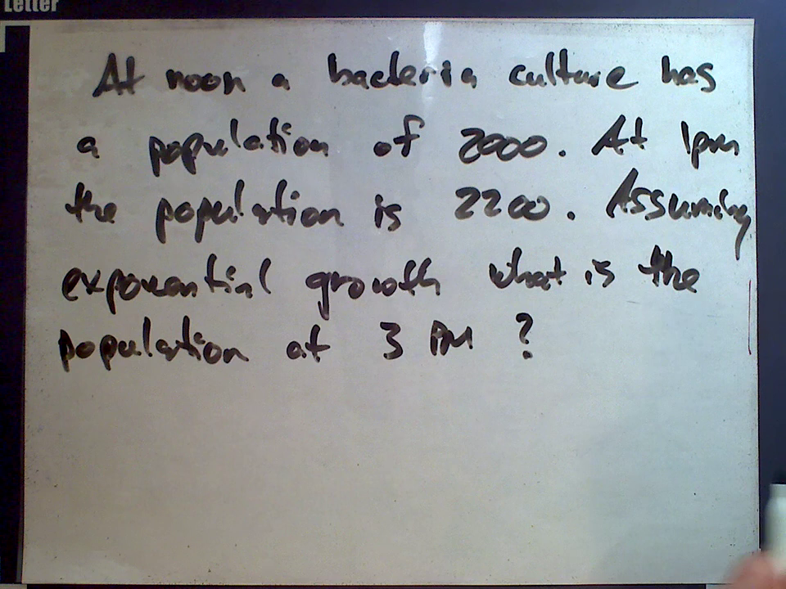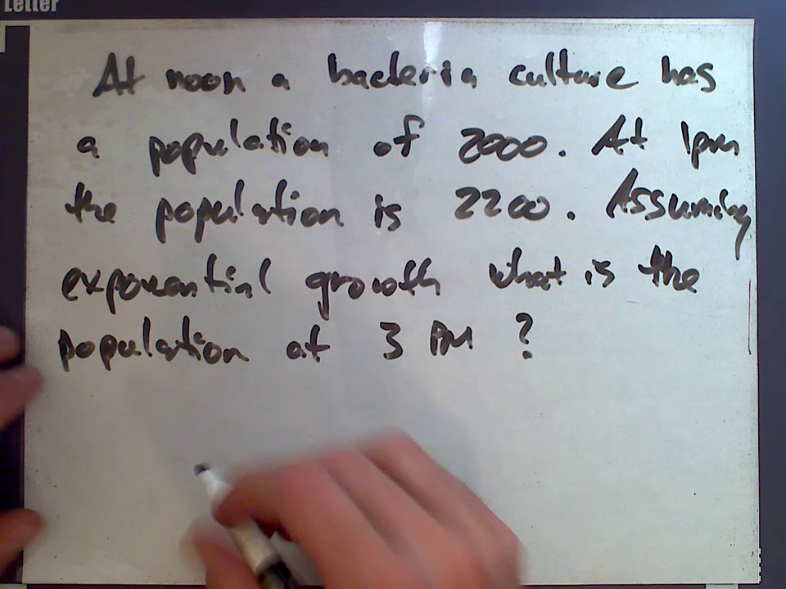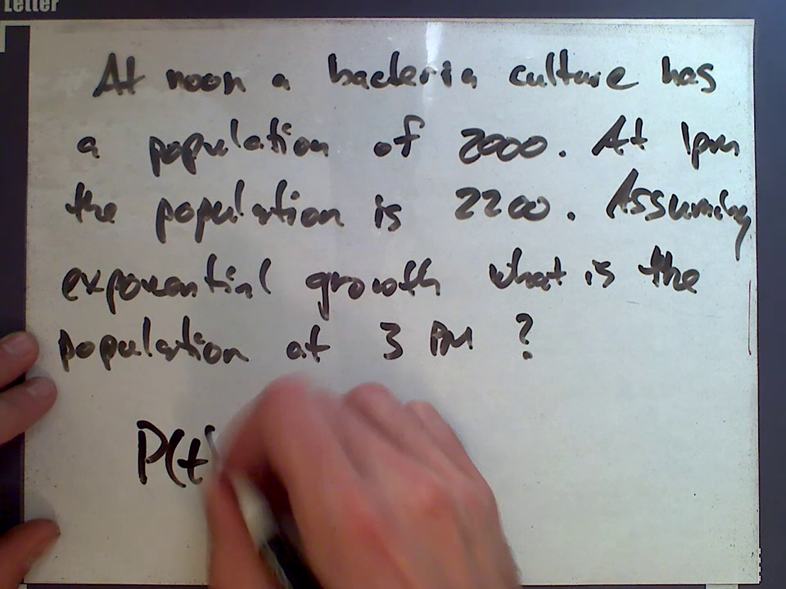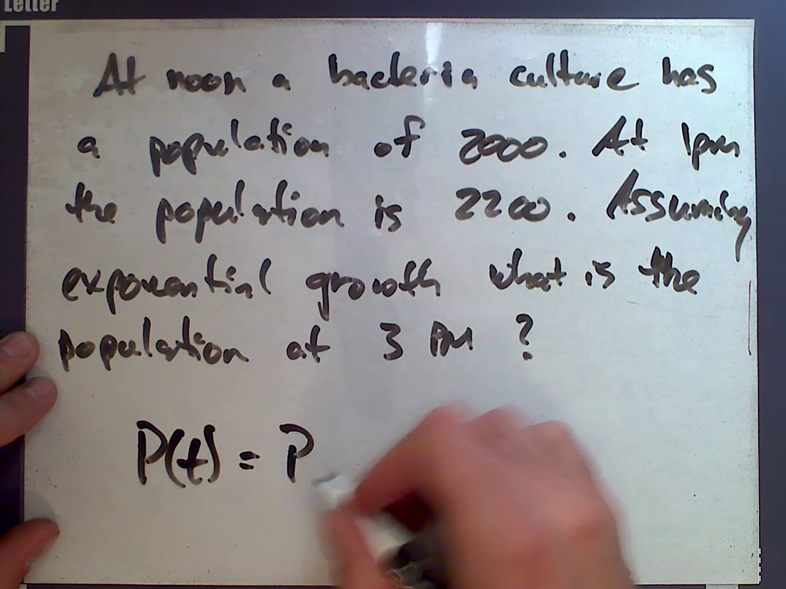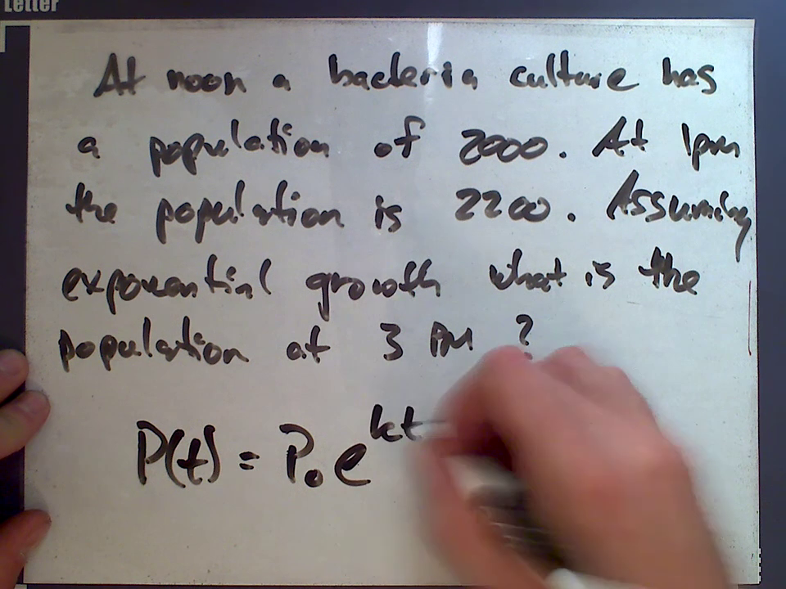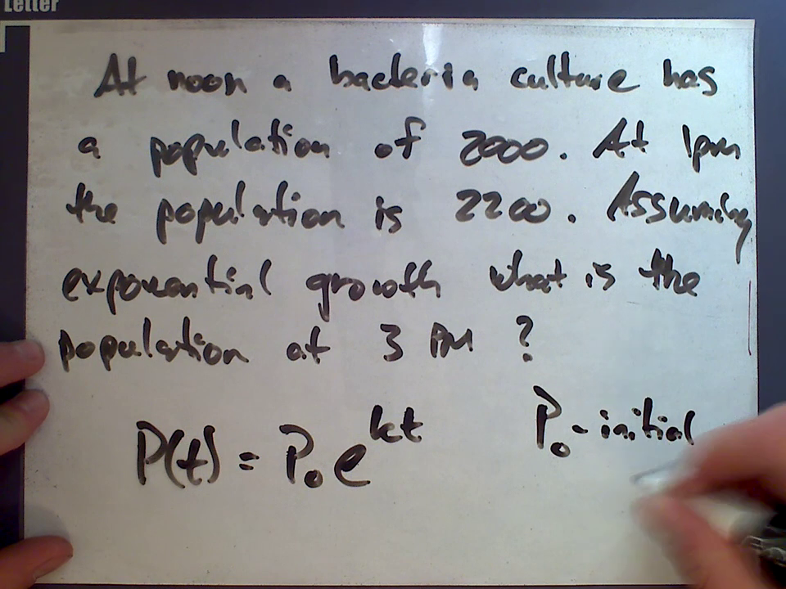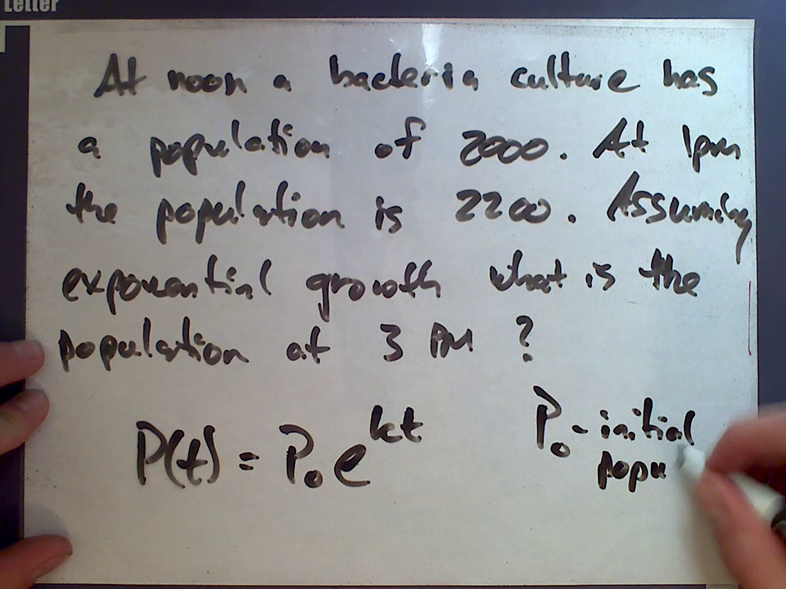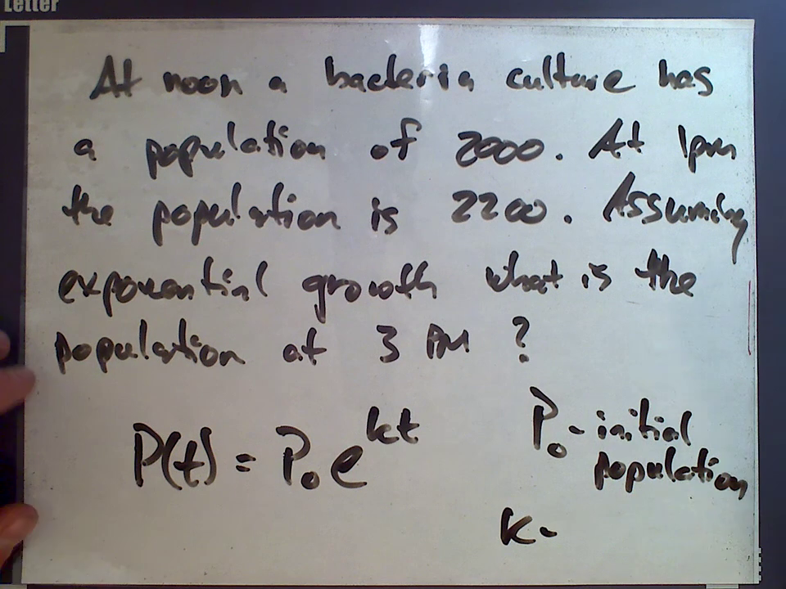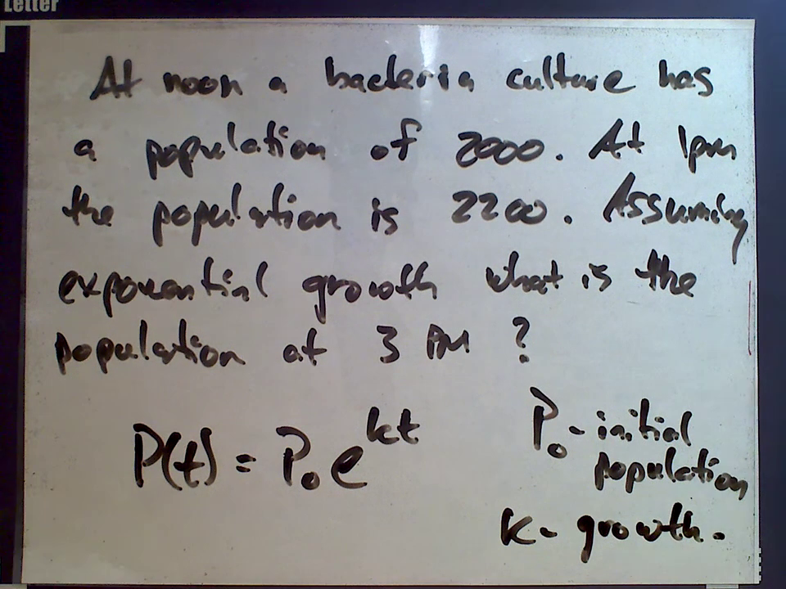Okay, let me remind you of the formula. This is just a formula you should know for exponential growth. Population at time t is the population at time 0, so the initial population, times e to the kt, where P0 is the initial population, and k is called the decay or growth constant. In this case, it'll be growth. It'll be a positive number, growth constant.